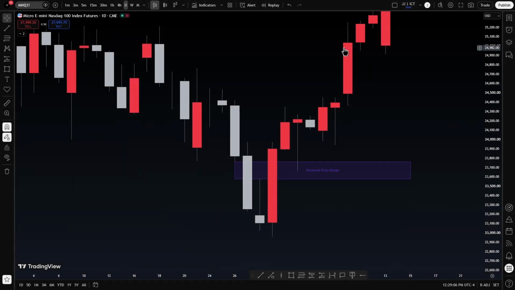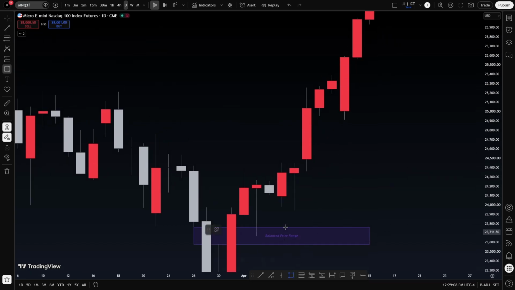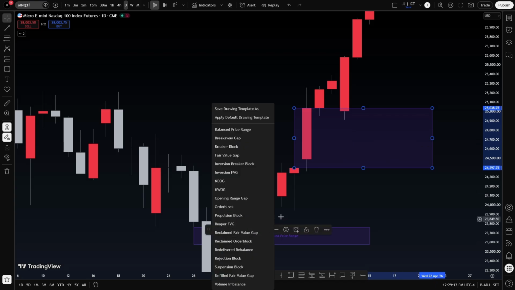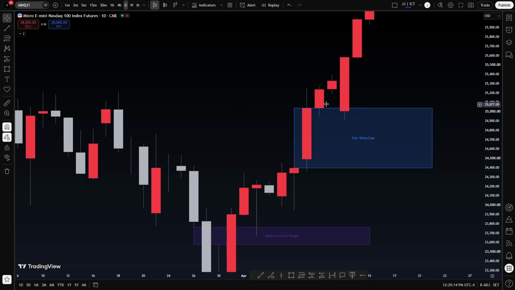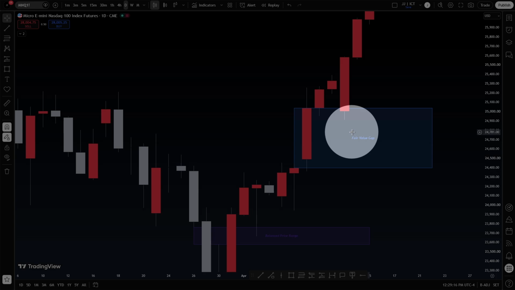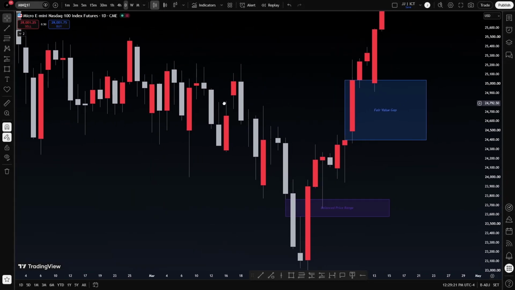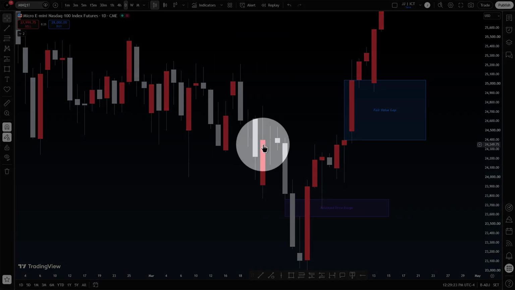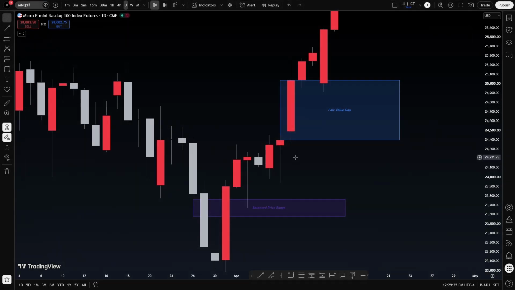So what would be your defensive array? Your defensive array would be this fair value gap right here. Okay, just to confirm that it wants to keep going higher. Comes down, respects it, keeps going higher. Why this fair value gap? Why this, and not this breaker block? Because the fair value gaps are really, really good in this scenario.